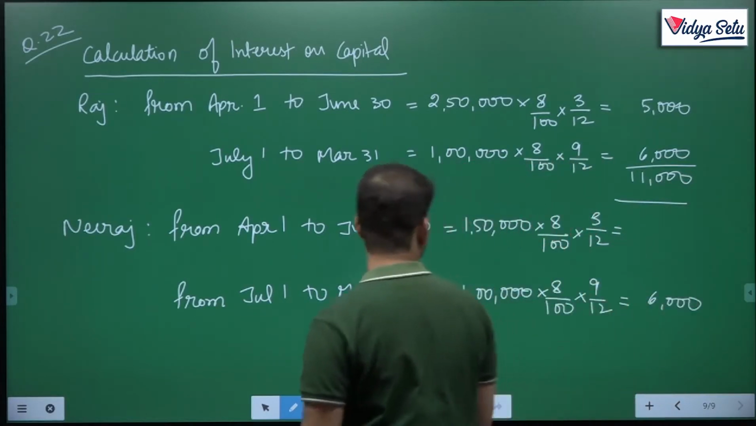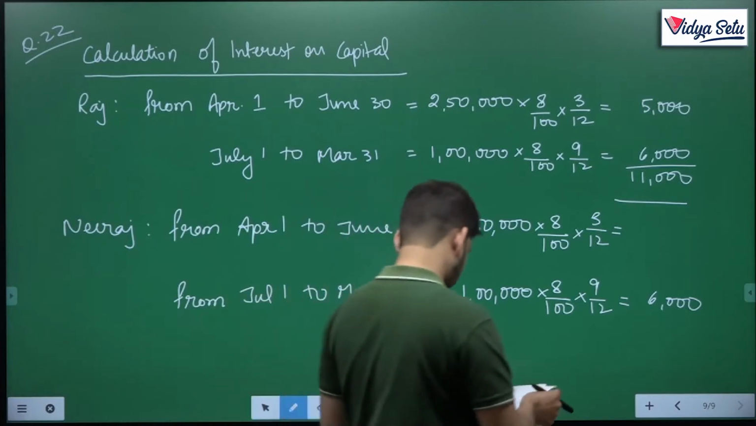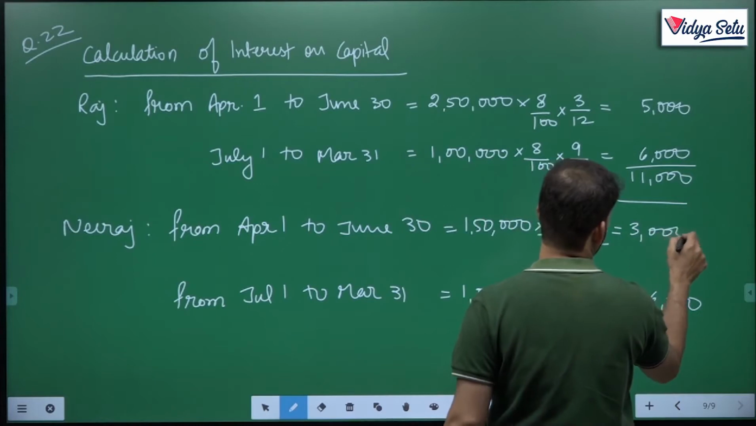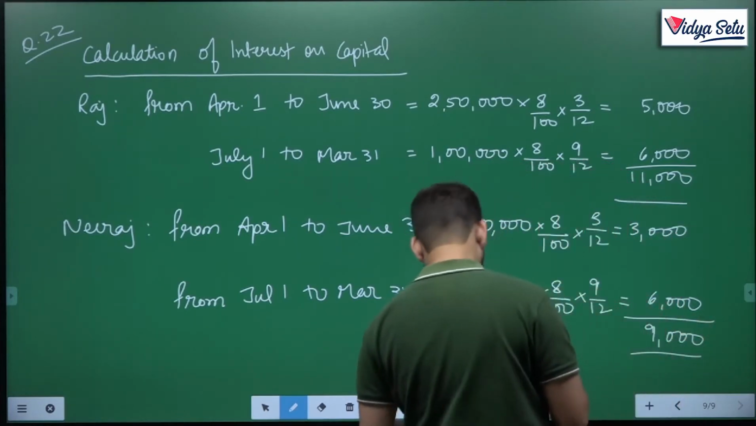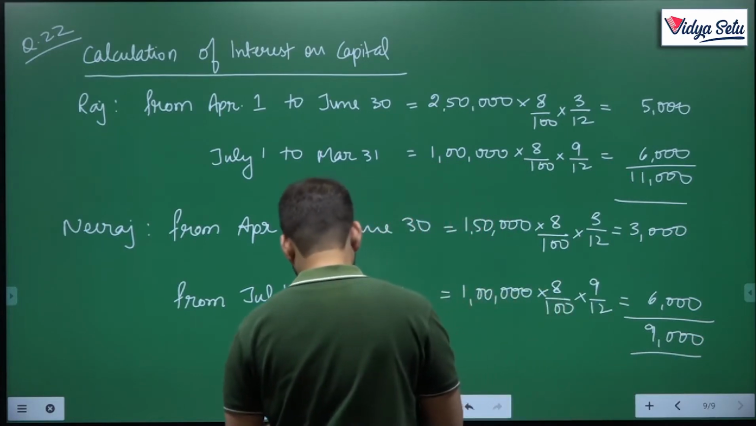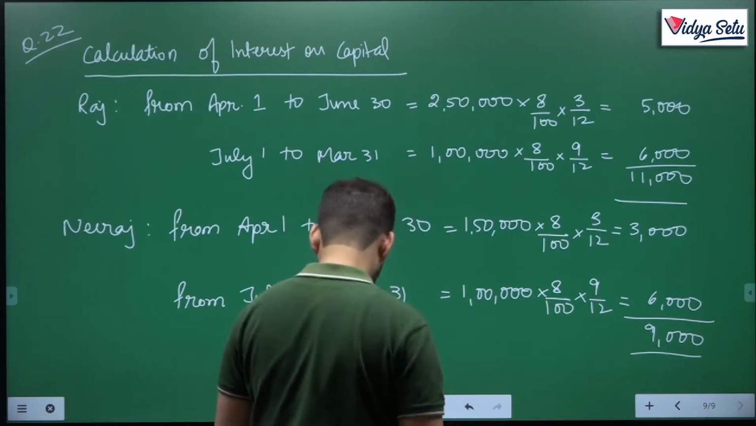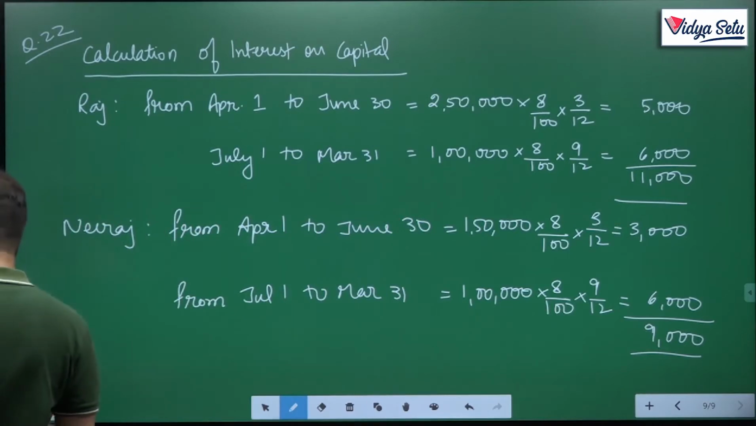Let us see how much we are getting. 1,50,000, 8% for 3 months, 3,000. So, in total we get 9,000. So, 11,000 and 9,000 become our interest on capital. Right. Now, let us do question number 23.